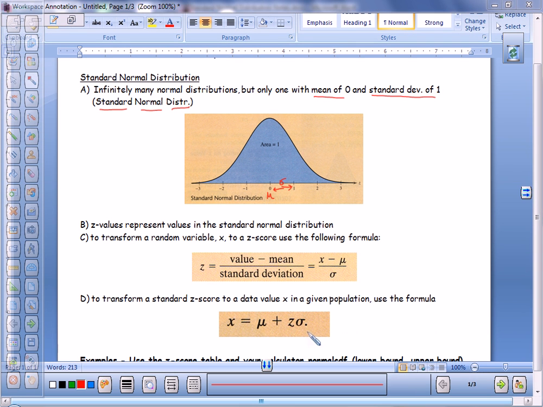Now, to transform a z-score to the data value, to do the reverse of that, the data value is just going to be the mean plus the z-score times the standard deviation. So these are the two we're looking at, and I'll give you several examples on how we're going to use these today.